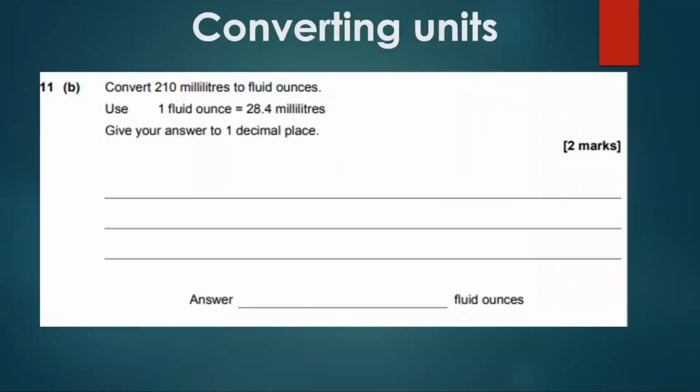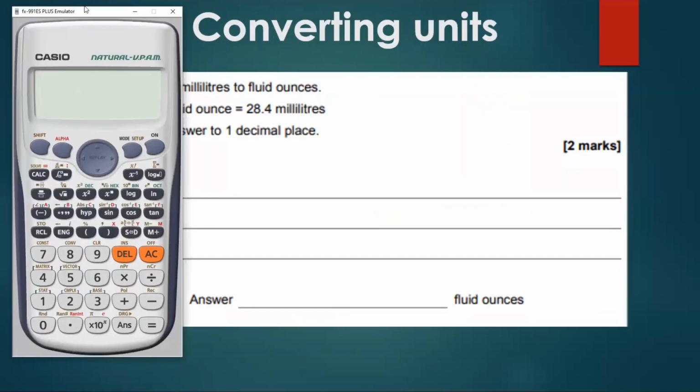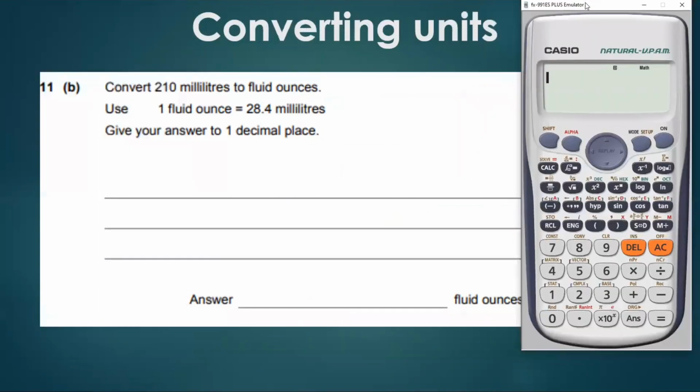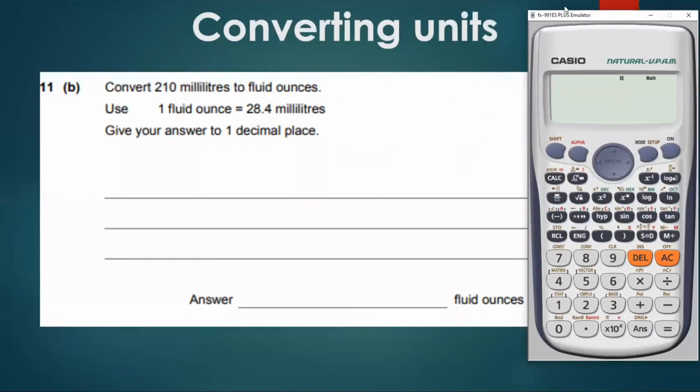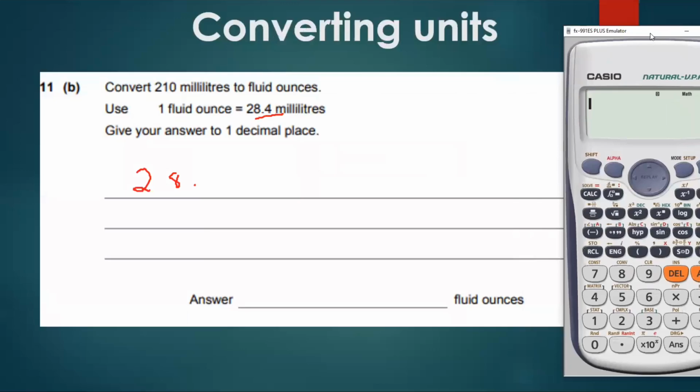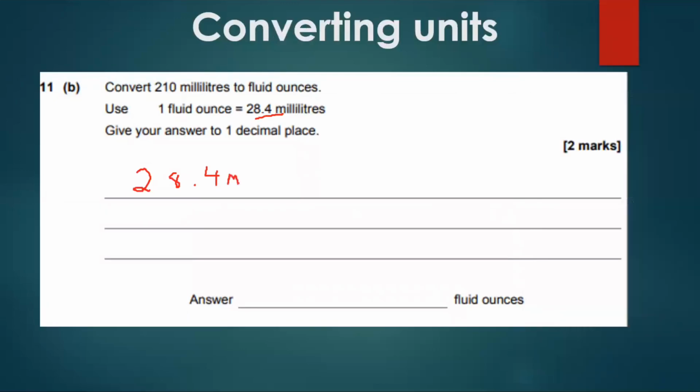Right, guys, part B. So it says we've got to convert 210 milliliters into fluid ounces. 1 fluid ounce is 28.4 milliliters. Now, writing this way, I've got 28.4 milliliters equals 1 fluid ounce. So 1 fluid ounce, 1 FO, I'm going to call it for short. So we want to work out 210 milliliters to fluid ounces.